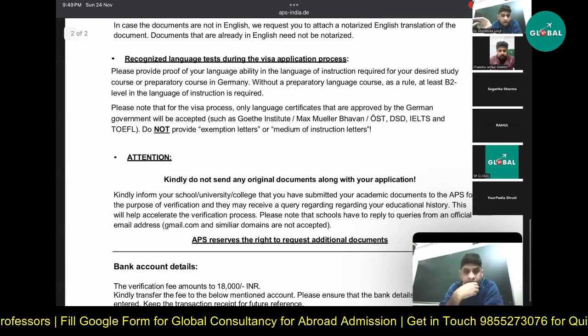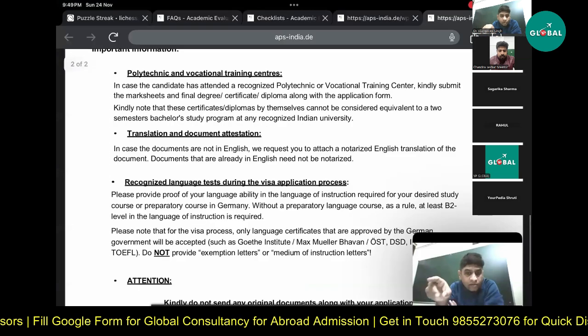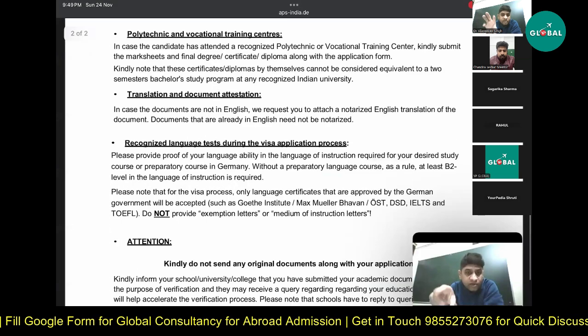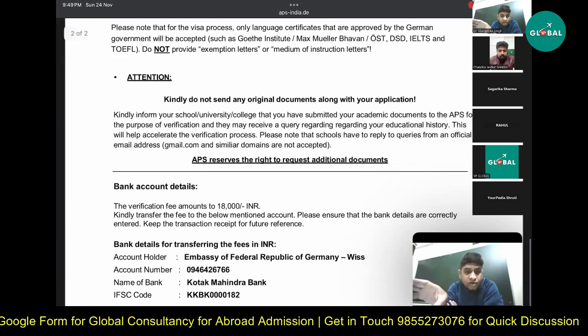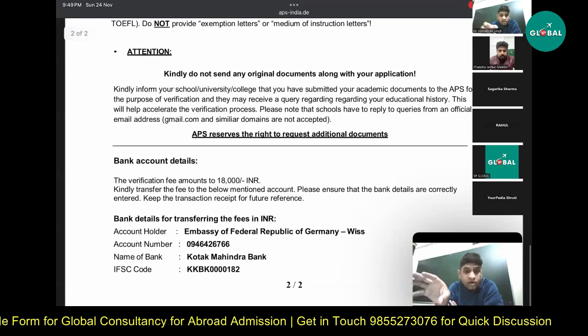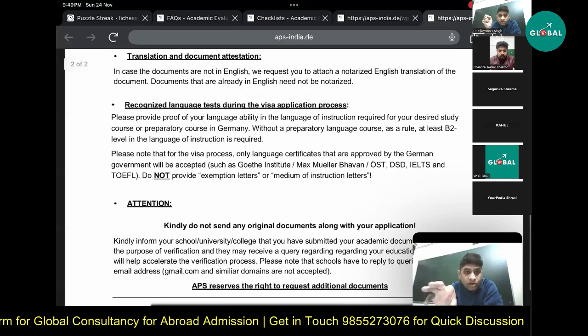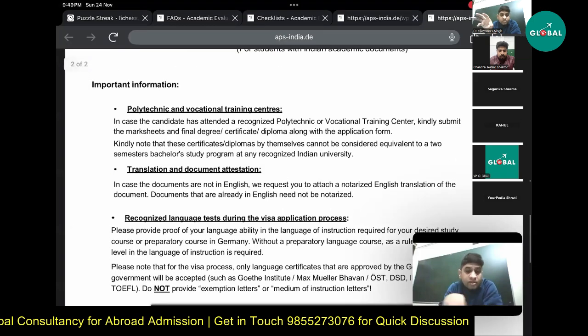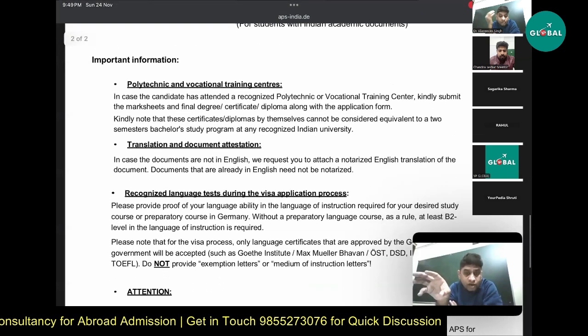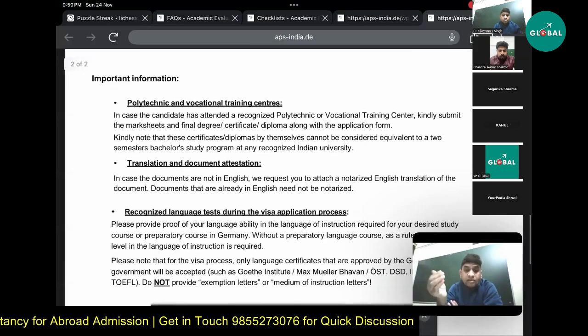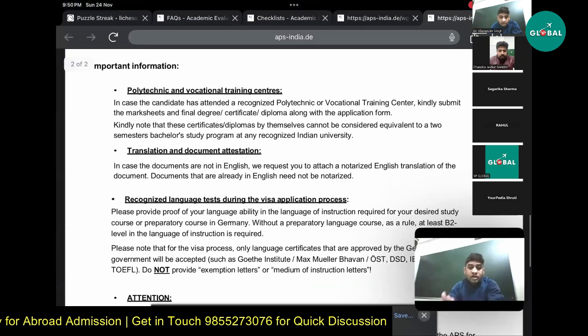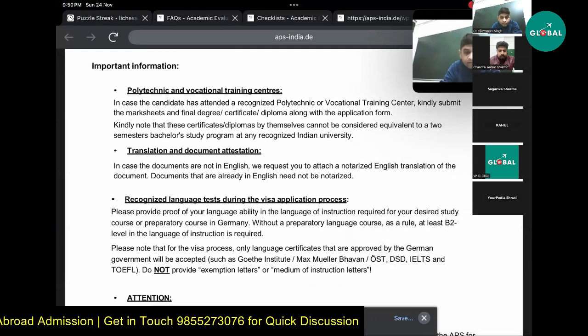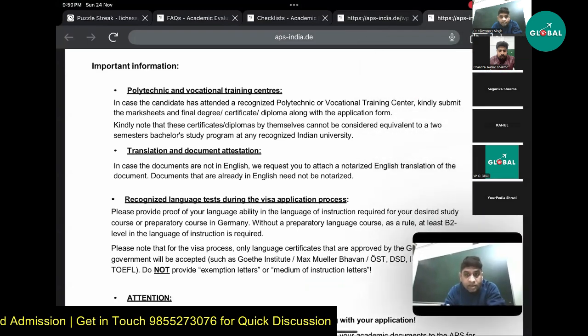But somewhere, when photographs were to be uploaded, in the requirements they were mentioning that only a photograph from the previous 6 months should be used. So there they were writing that the photo should be from within 6 months, your passport photograph. That means they are expecting that you apply within 6 months of that.